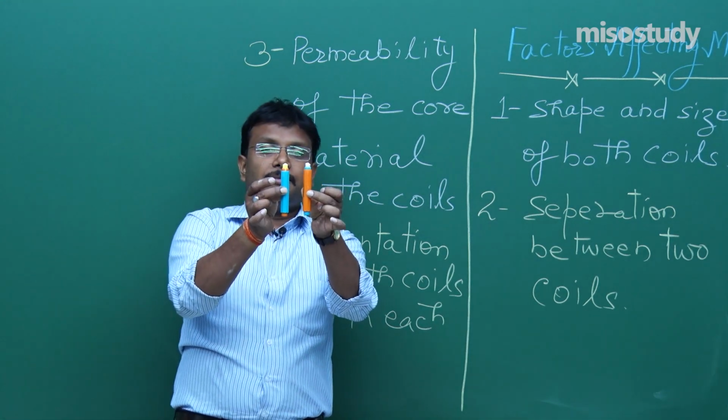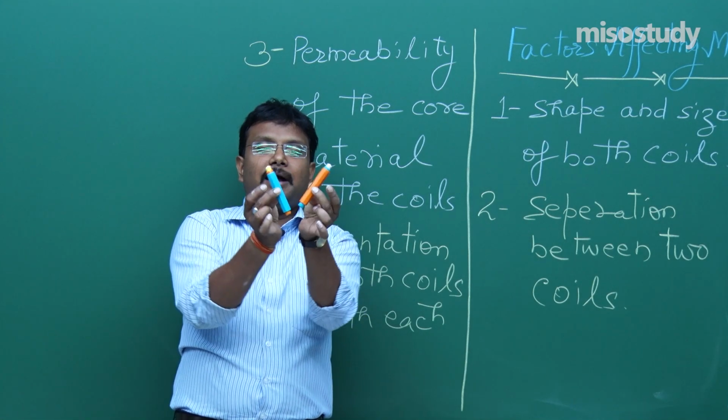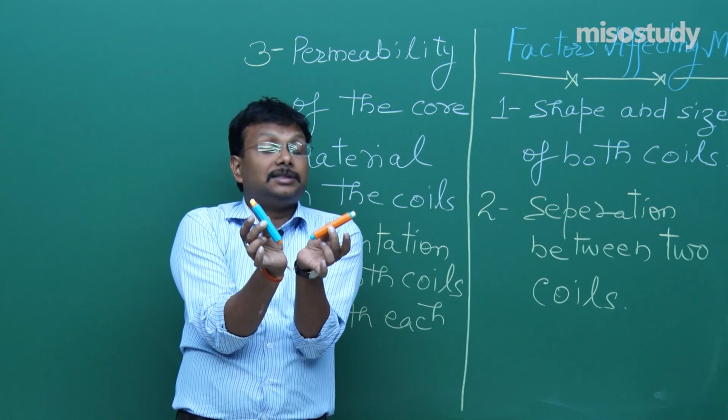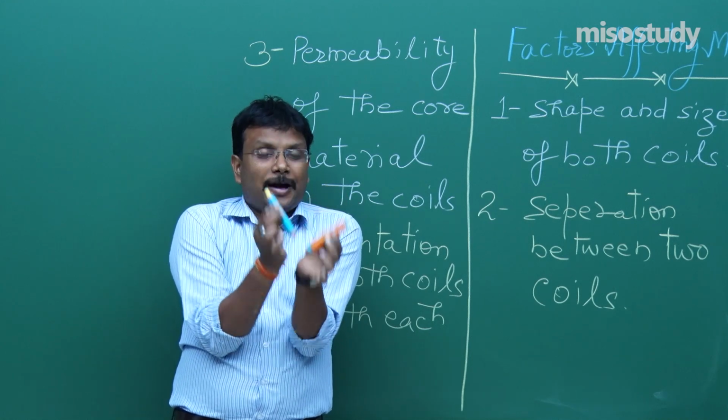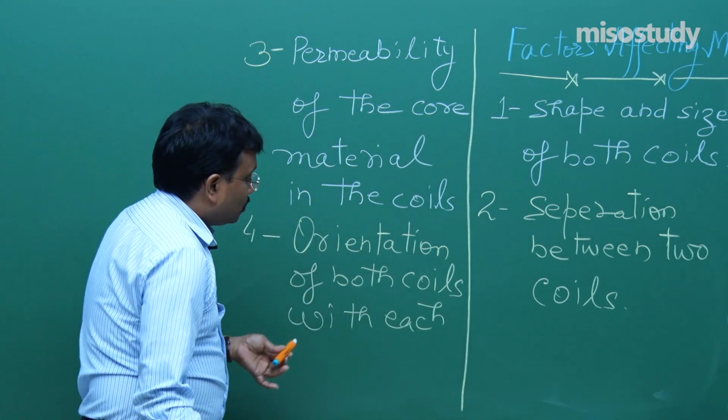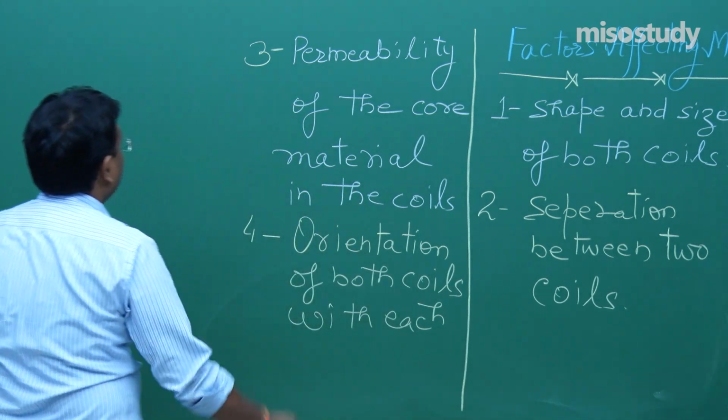It is like that they may be in this manner, in this manner, in this manner, anything like that. So, how they are oriented, that will define how effective coupling between them is taking place. Okay. So, that is one aspect.